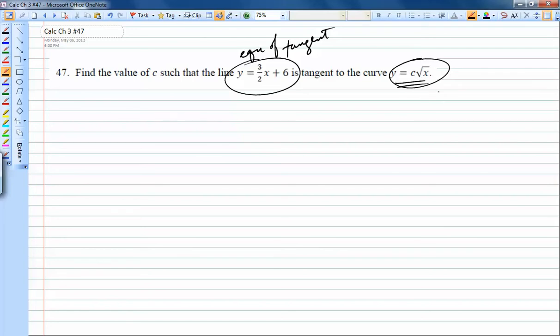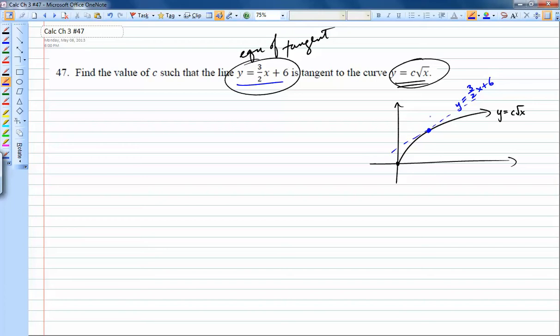So root x times some constant still looks essentially like a root x function. If c is positive, it's going to do this. If c was negative, it would go upside down instead. Let's just pretend that it looks like this for now. And then somewhere the tangent line has this equation. It's a positive slope, so let's say it hits right here. And this blue line that I'm graphing has the equation 3 over 2x plus 6.